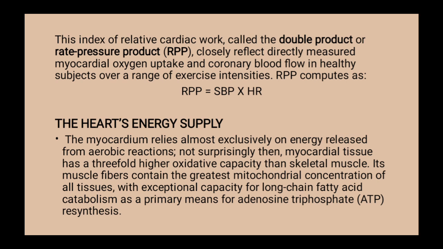This index of relative cardiac work, called the double product or rate pressure product, closely reflects directly measured myocardial oxygen uptake and coronary blood flow in healthy subjects over a range of exercise intensities. RPP is computed as: rate pressure product equals systolic blood pressure multiplied by heart rate.